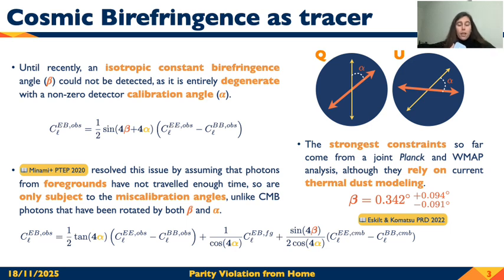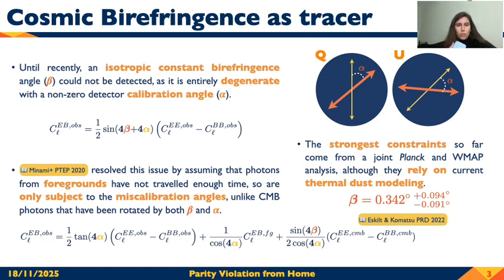So the best constraints that we have using this assumption come from a joint analysis using Planck and WMAP data, and they found a beta angle of the order of 0.34 plus or minus 0.09, which would be a detection, but I think the community refrains from calling it a detection because during the analysis they needed to use some thermal dust modeling, and since we're not sure how accurate those models are, we are not calling it a detection yet.